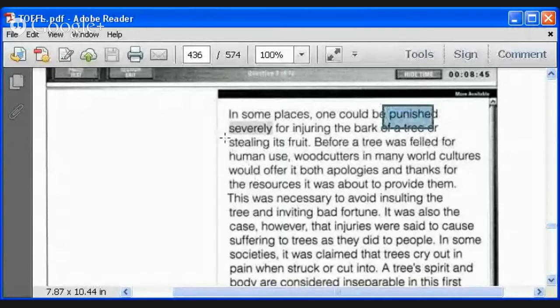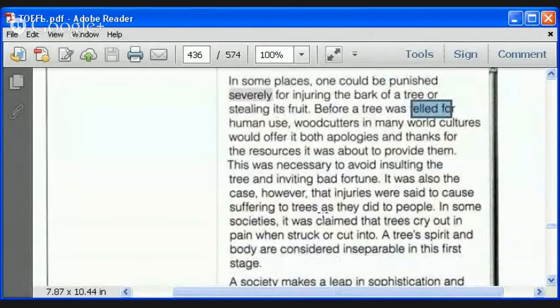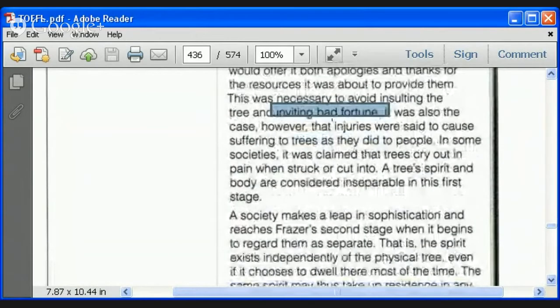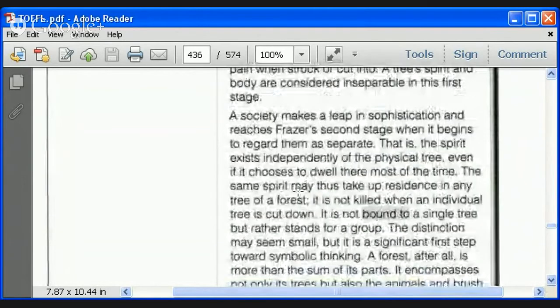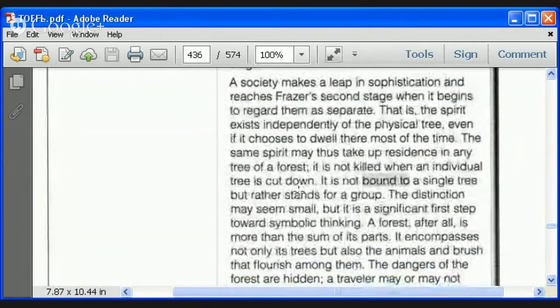Punished, stealing, felled. Notice I'm looking at verbs. Apologies. Inviting, bad fortune, injuries, trees cry. Okay, that's it. All right, taboos and bad things about trees.